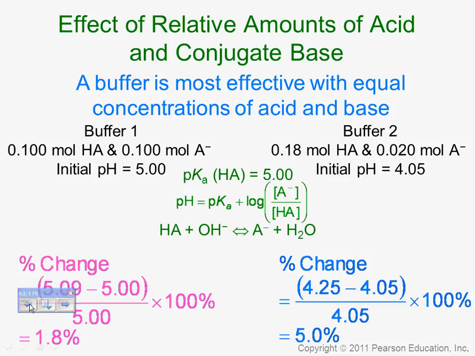The conclusion I draw from that is up there in the blue print. The conclusion that I draw from this is you will be most effective if you have as close as possible equal amounts of conjugate acid and base. Acid and conjugate base, however you want to say that. Equal amounts is your most effective buffer. The further you get from equal amounts, the less effective your buffer will be. So most effective with equal concentrations of the acid and its conjugate.